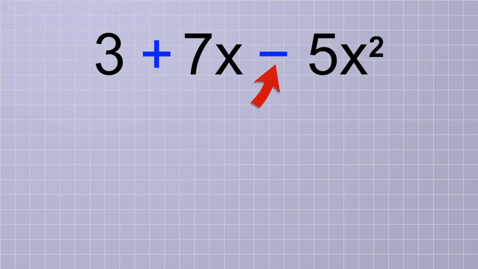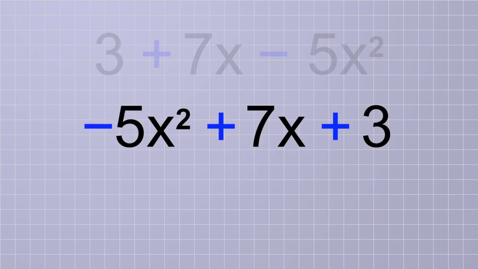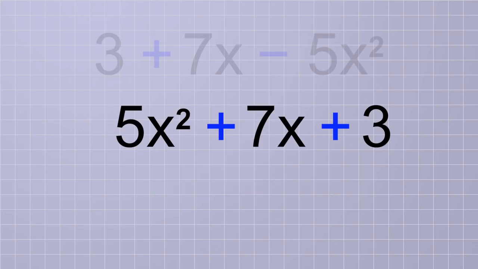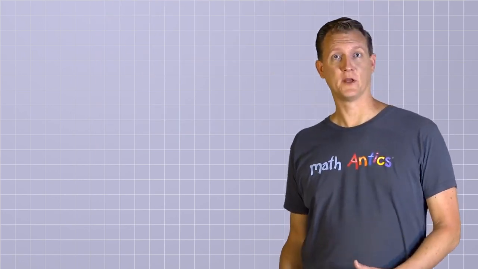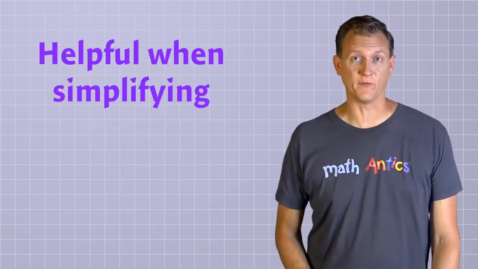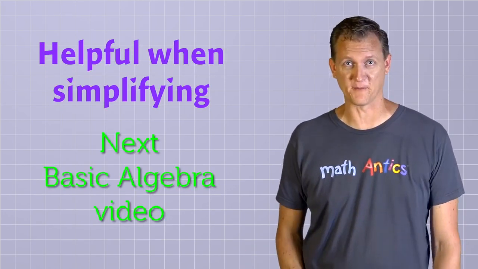If you think of the negative sign in front of the 5x squared term as part of its coefficient, then you'll realize that when we move it to the front of the polynomial, the negative sign has to come with it. It has to come with it because it's really a negative term. If we don't bring the negative sign along with it, we'll be changing it into a positive term, which would actually change the value of the polynomial. And in addition to helping us rearrange them, treating a polynomial as a combination of positive and negative terms will be very helpful when we need to simplify them, which just so happens to be the subject of our next basic algebra video.